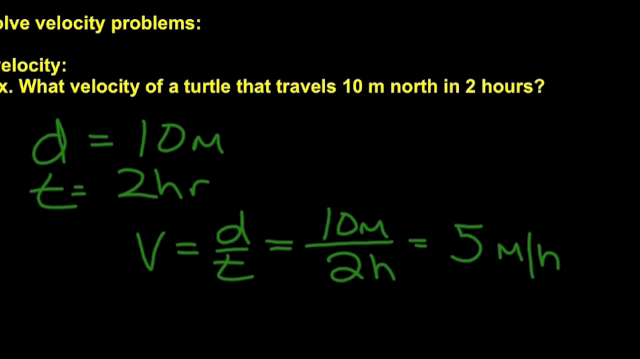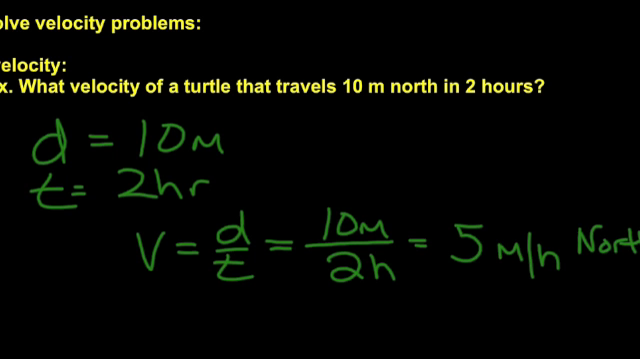But because this is velocity, we need to have a direction. So the direction on that is going to be north. Okay, that's the chief difference between velocity and speed. Velocities need a direction and speeds do not.